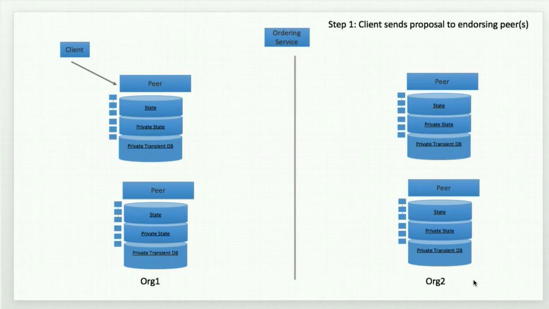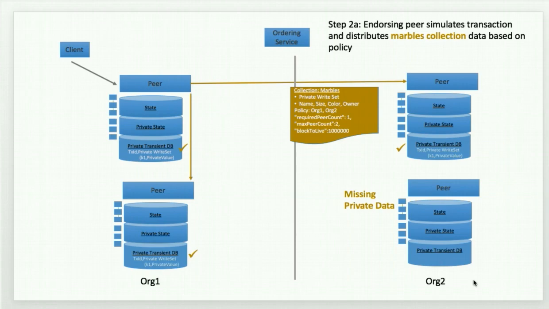So let's step through the data flow for this scenario. First, the client will submit a proposal to endorsing peers to execute the chaincode. Those endorsing peers see the marbles collection private data, and based on our distribution policy, distribute that to 2 other peers.